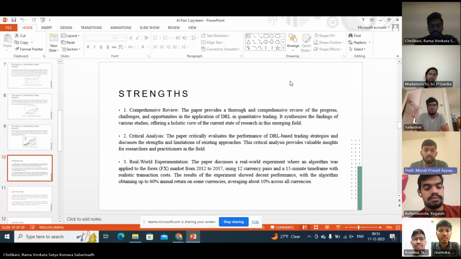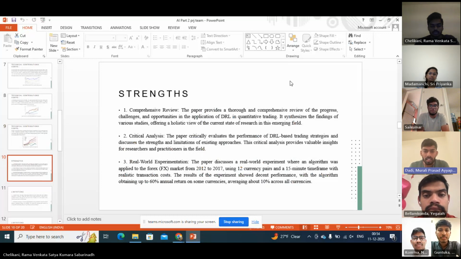Going to the strengths, we're going to talk about comprehensive review, critical analysis, and real-world experimentation. So this paper provides a thorough, comprehensive review of the progress, challenges, and opportunities of DRL algorithms in quantitative trading. It synthesizes the findings of various studies into a holistic view of the current state of research in this field.